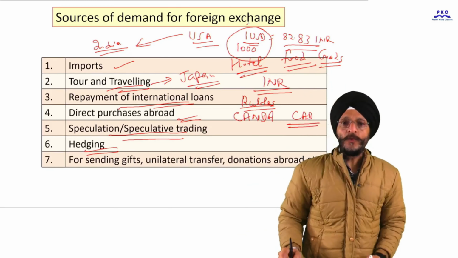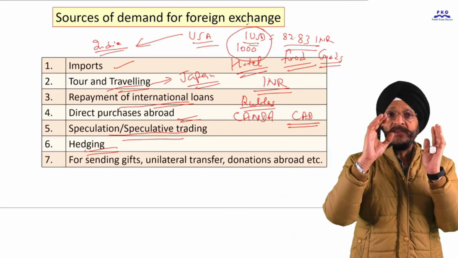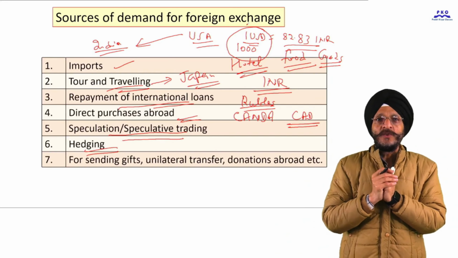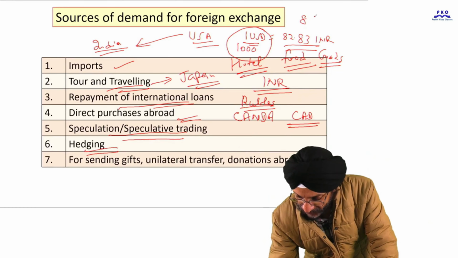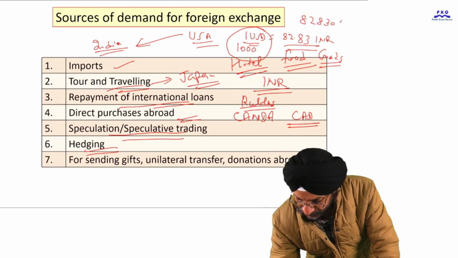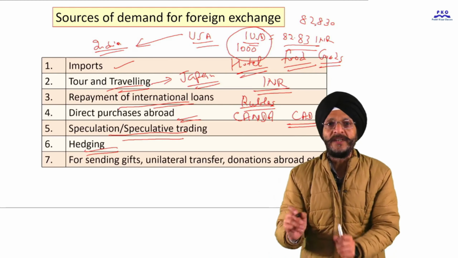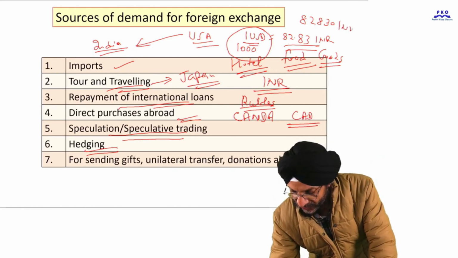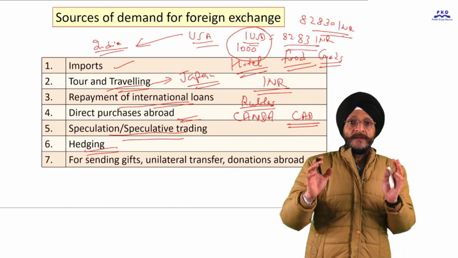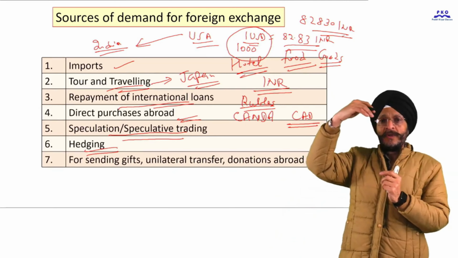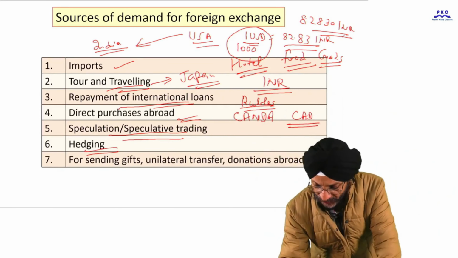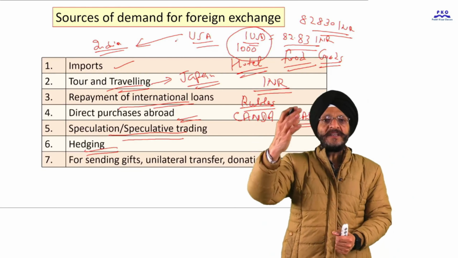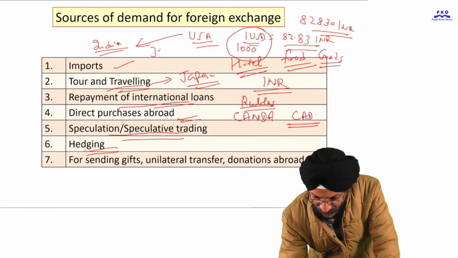The importer is importing goods worth 1,000 US dollars. So in the form of Indian currency, he will have to pay at present 82,830 Indian rupees. But the transaction is to take place sometime in future. Say the import is to take place at a certain date in future, say after 3 months. There is a 3 months time lag.